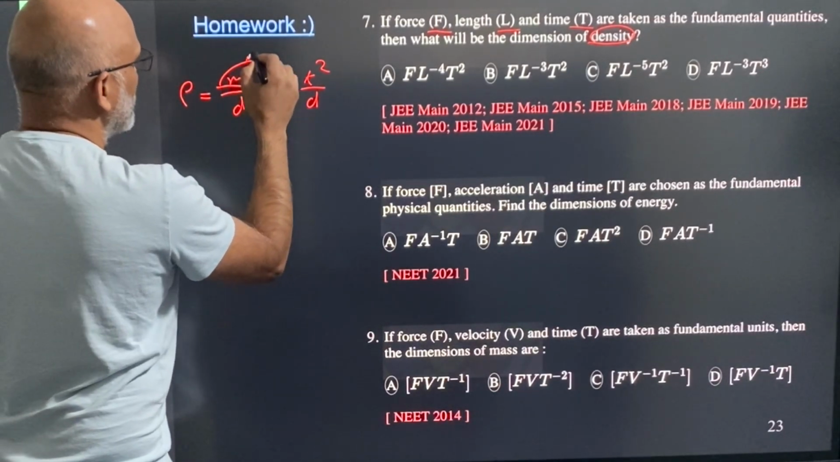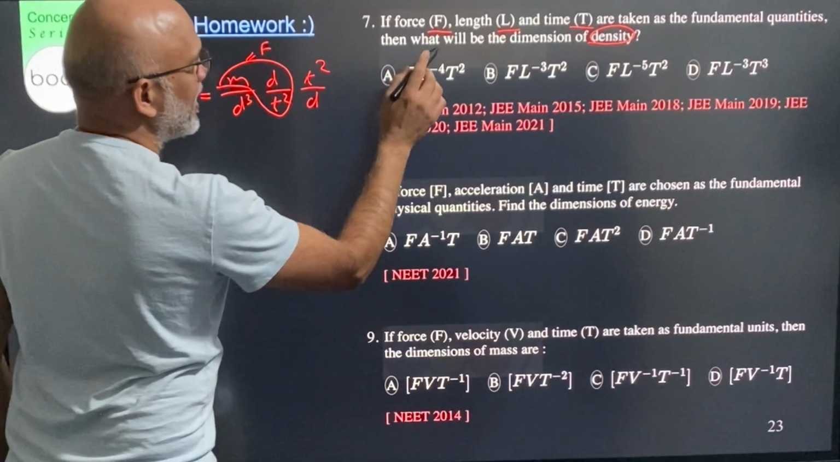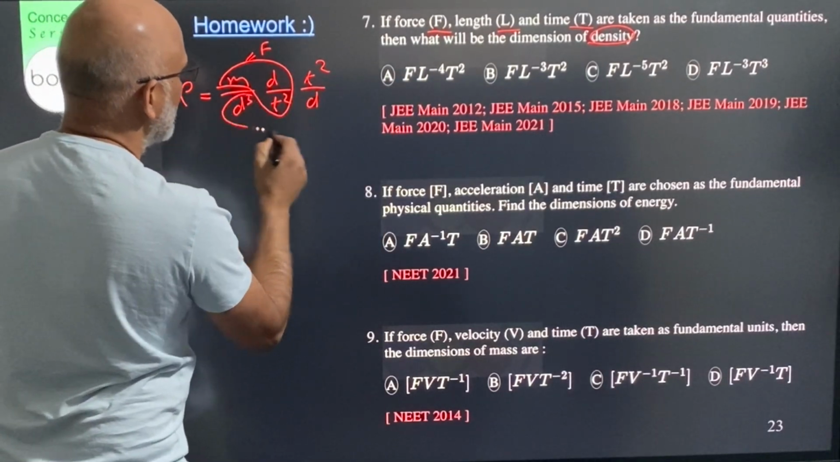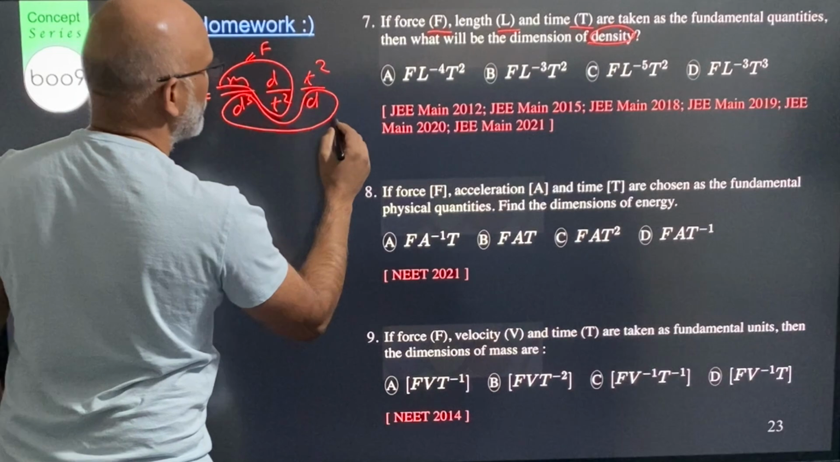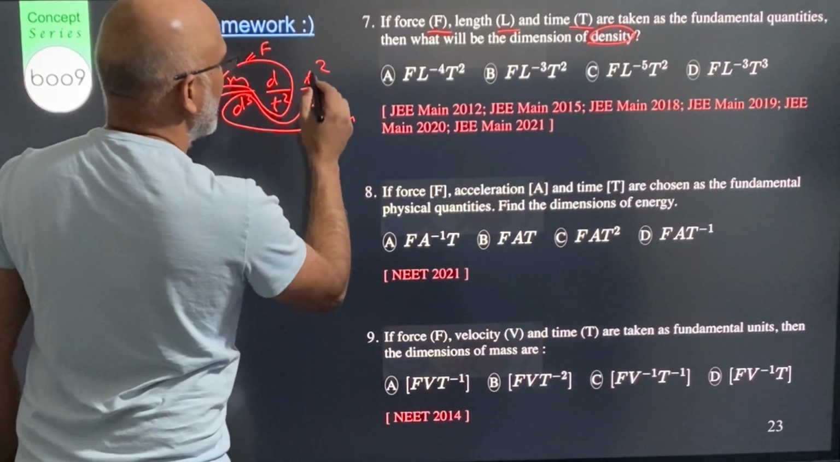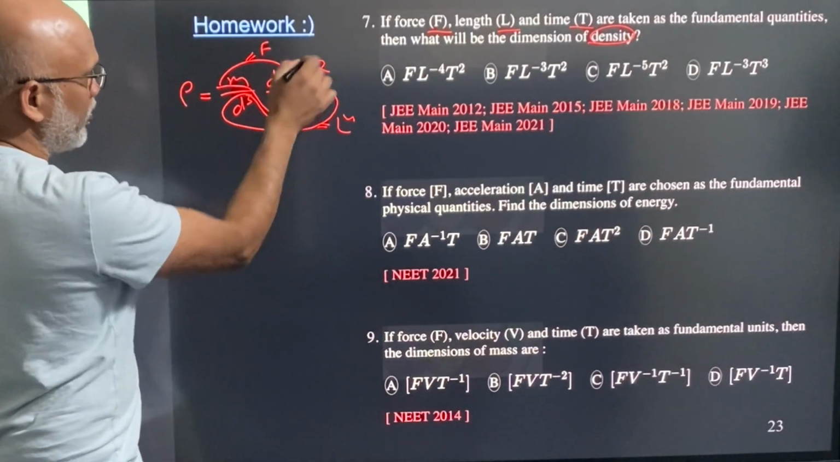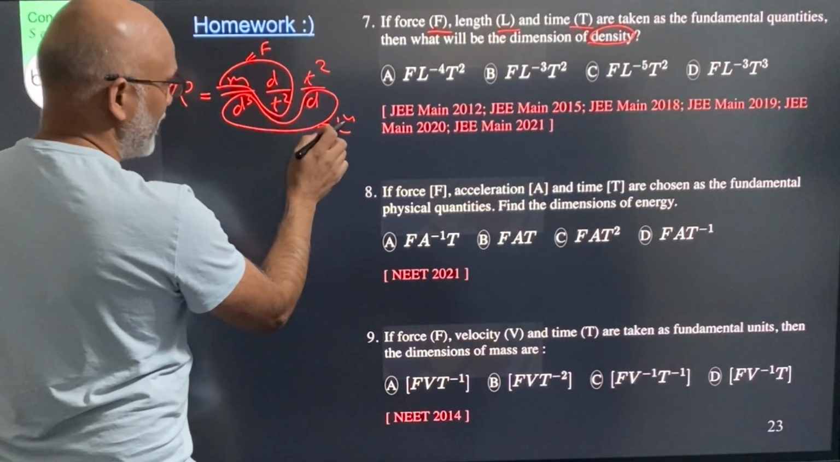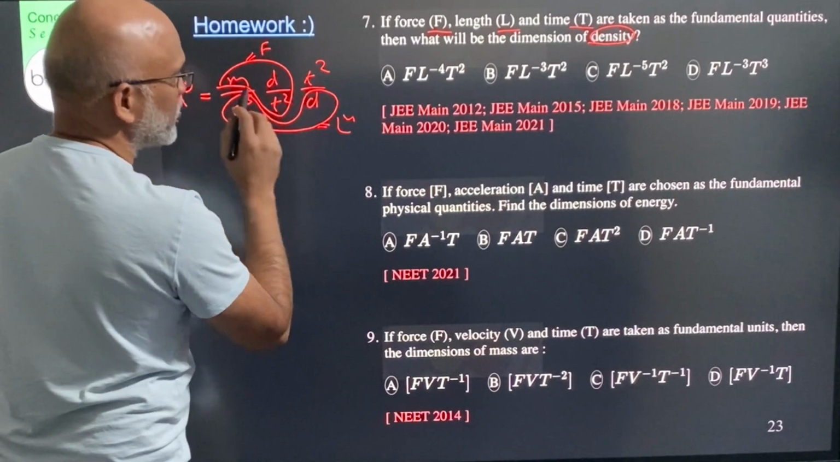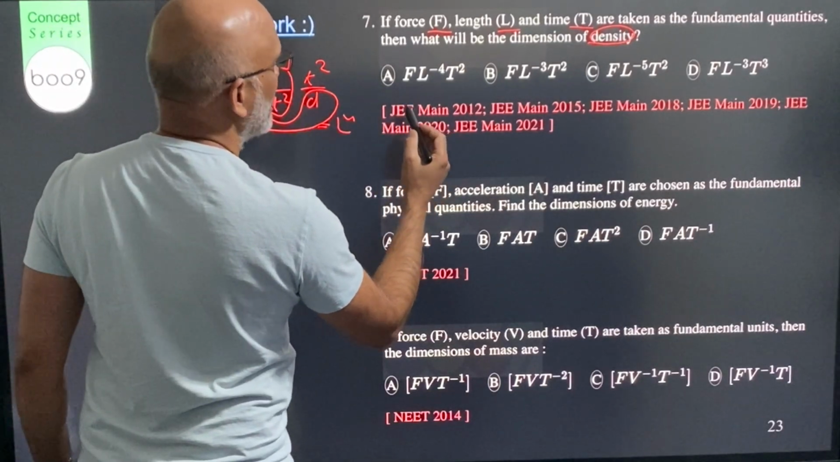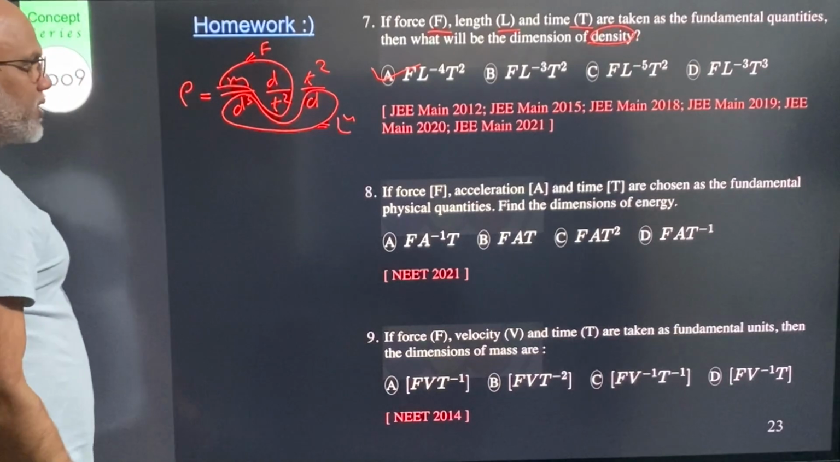So this is my force, right? And then I have length. So this is going to be L4 and this is t square, right? So F, so this when it goes to the numerator, minus 4 and then T2. So F L minus 4 T2 is the correct choice here.